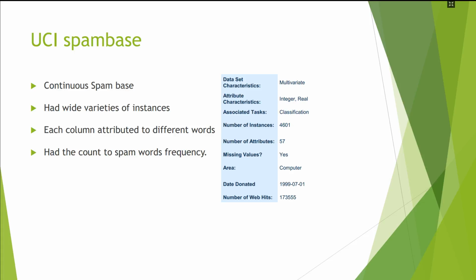Coming to UCI spambase, it has 4,600 instances, and each has 57 attributes, and it's a continuous spambase. We wouldn't find any missing attributes, or there could be a few missing values, but the distribution wouldn't be so uneven. It could be linearly classified.